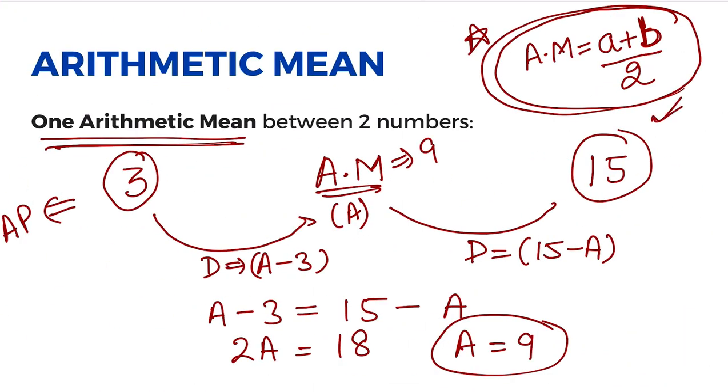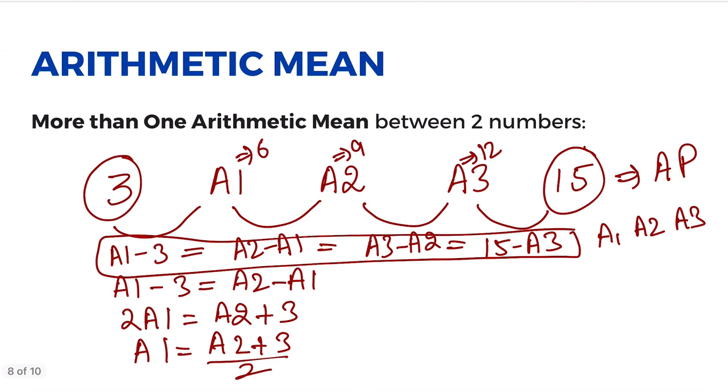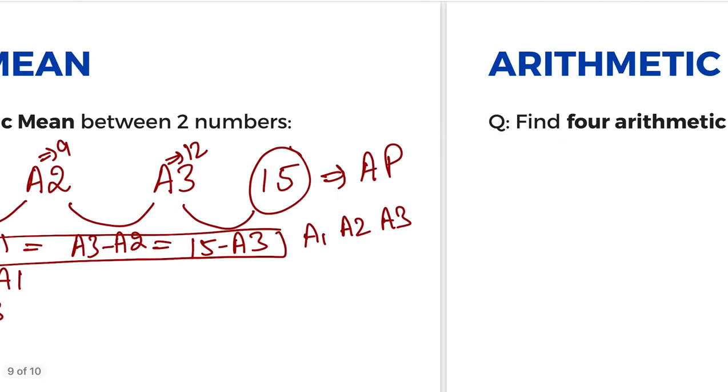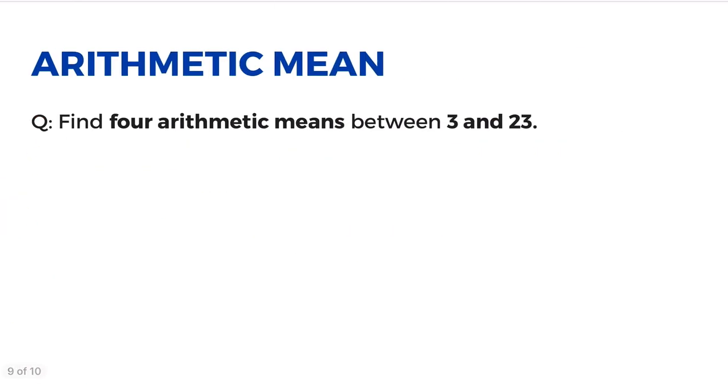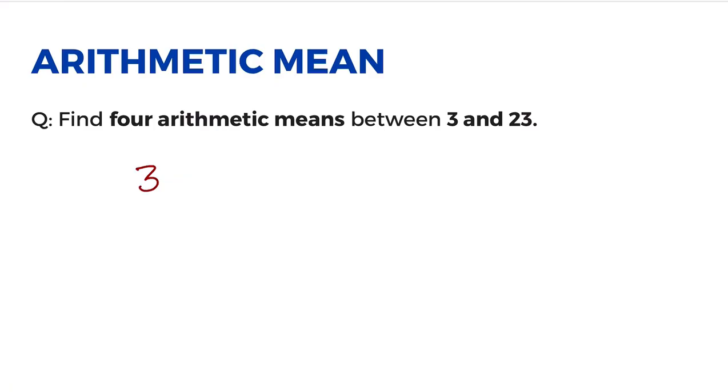Now there is no direct formula like we have seen in the last video. There is no direct formula for finding more than one arithmetic mean. So simply, if you know the theory, you will be able to find it. Don't worry. Now they are asking me to find 4 arithmetic means between 3 and 23. So A1, A2, A3 and A4.